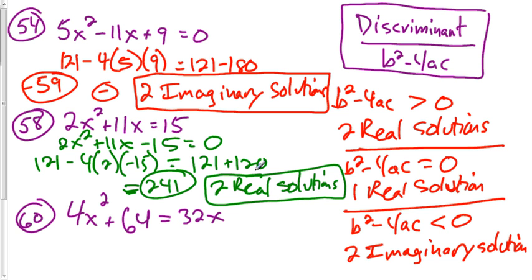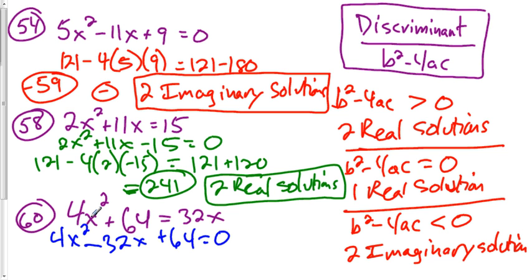Okay, so we had one where it was negative, and we had 2 imaginary solutions. One where it's positive, we get 2 real solutions. Now let's check this last one. Again, write it in standard form. 4x squared plus 32x plus 64 equals 0. Oop, I made a mistake. This is supposed to be negative 32x. So when I bring that over, totally forgot. Okay, let's not make that mistake.